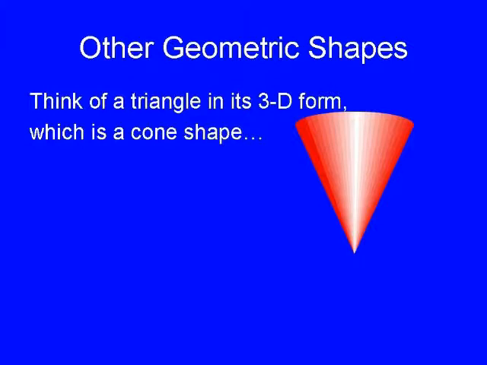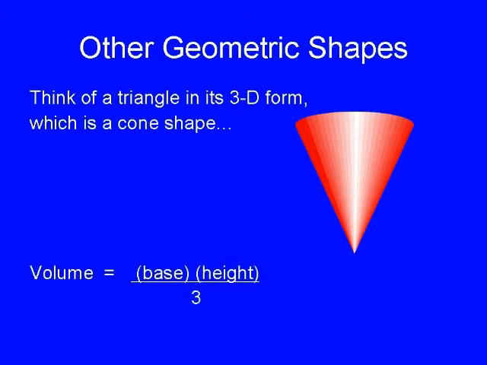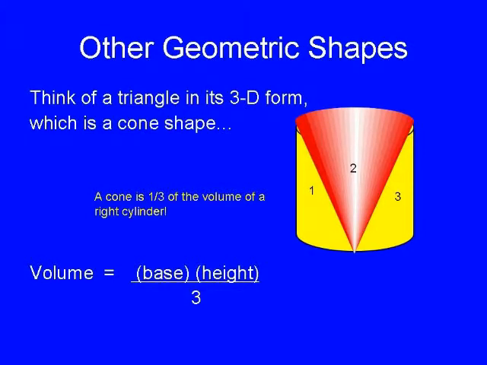The triangle, really in its 3D form, is the shape of a cone. Cone is base times height divided by 3. This is just an image to help you see how a cone can fit into a right cylinder.